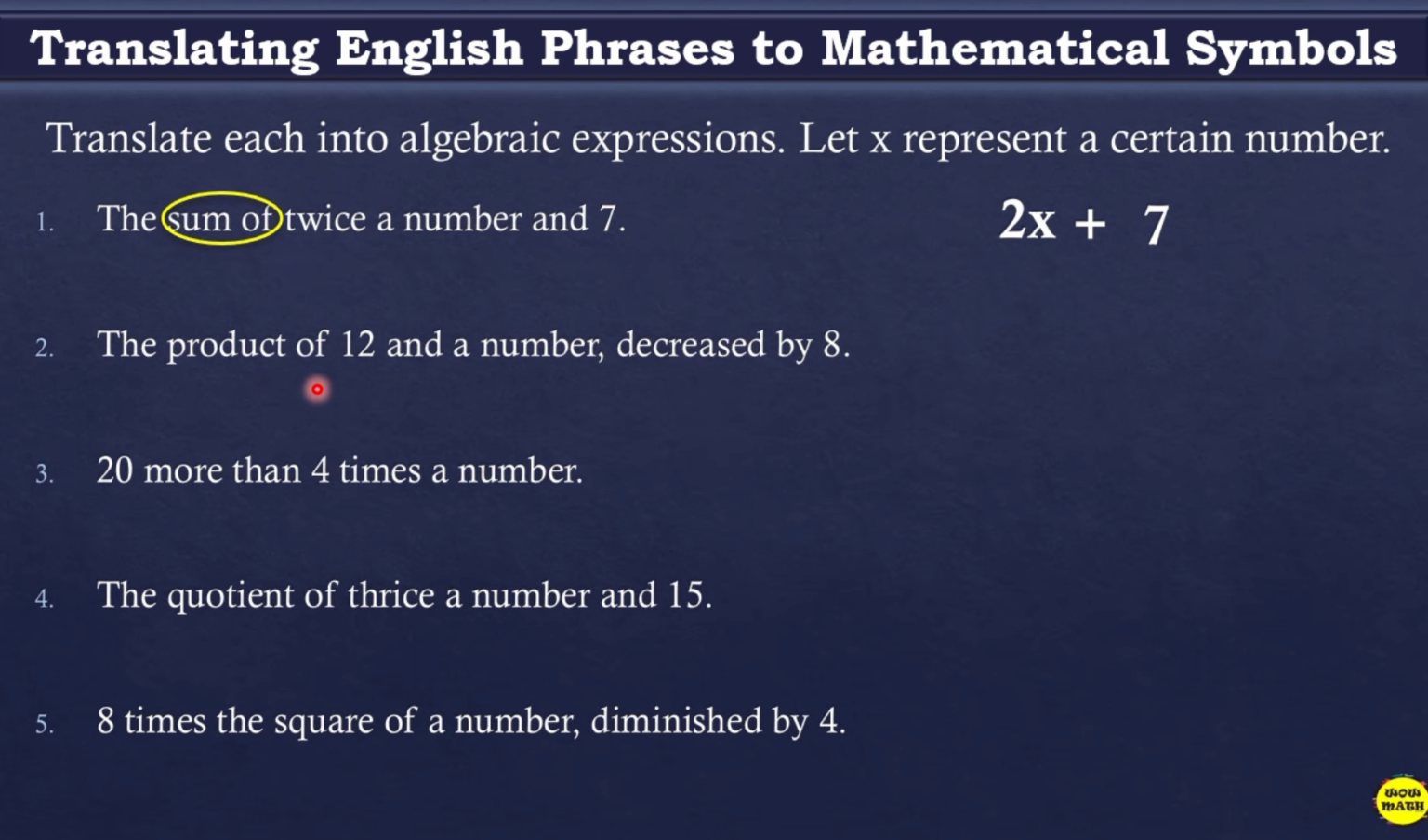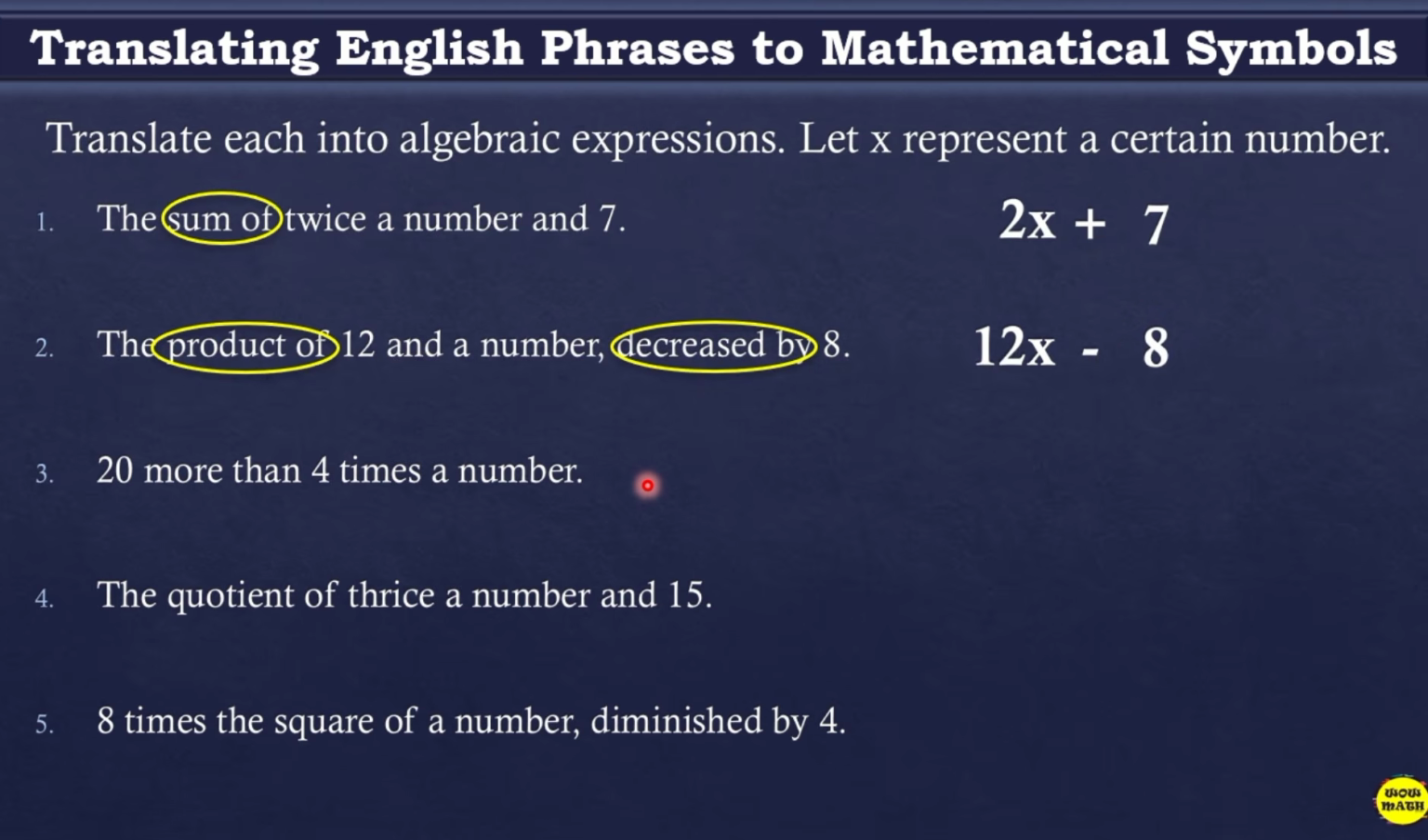So, number 2. The product of 12 and a number, decreased by 8. So, etong comma na to, importante to ha. Ibig sabihin, eto yung magkasama. And then decrease by 8. So, meron tayong product and decrease. So, this is multiplication. This is subtraction. Okay. So, the product of 12 and a number. So, 12, this is x. So, pagtatabihin lang natin sila, that is 12x. Okay. The product of 12 and a number decreased by 8. Decrease is minus by 8. Okay, so tingnan nyo lang siya. Sundan nyo lang yung ating phrases. Next.